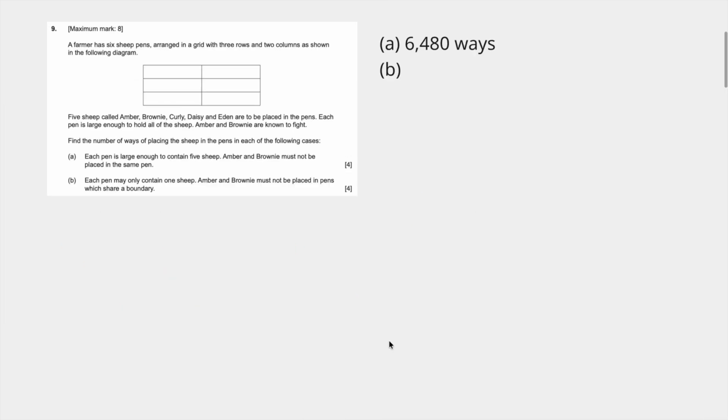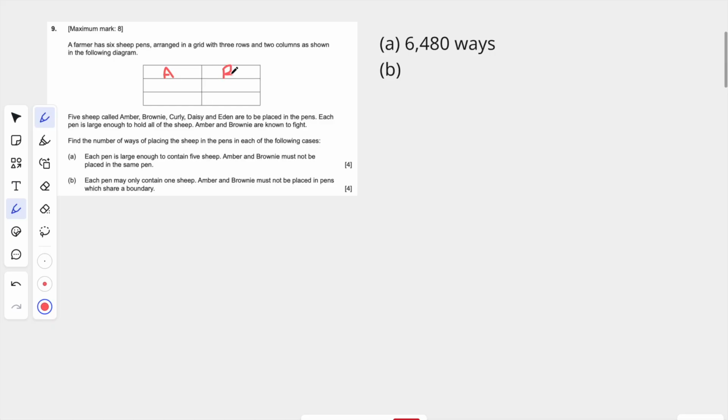Part B is quite complicated to solve, so make sure you pay special attention to what is going on so you understand how to solve it. Part B now contains the restriction that each pen can only have at most one sheep, and that Amber and Brownie cannot be placed in a pen where they share a boundary. For example, if Amber is placed in any of the pens, Brownie cannot be placed in any of the adjacent pens, and vice versa. So let's understand our situation.